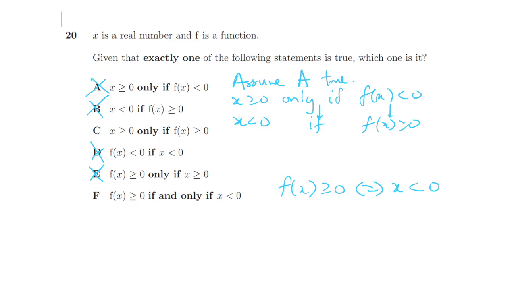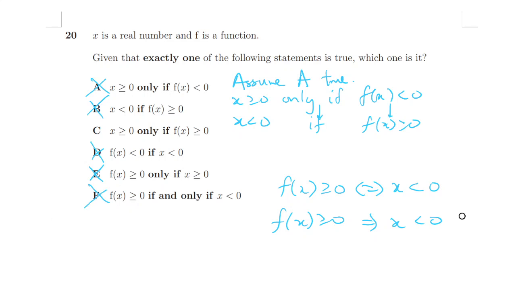How about B? x less than 0 if f(x) greater or equal to 0. So let's write that down using arrows. Option B is saying if f(x) greater than or equal to 0, then x is less than 0, which is exactly a substatement of F, right? Because F is saying if and only if, and B is just saying if, so B is a substatement of F. So if F is true, B is definitely true. Therefore F is not the answer either.